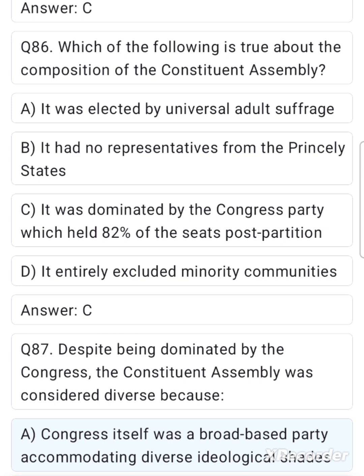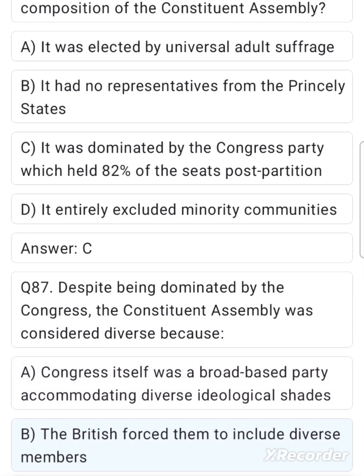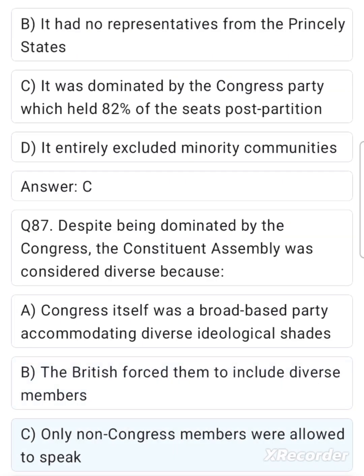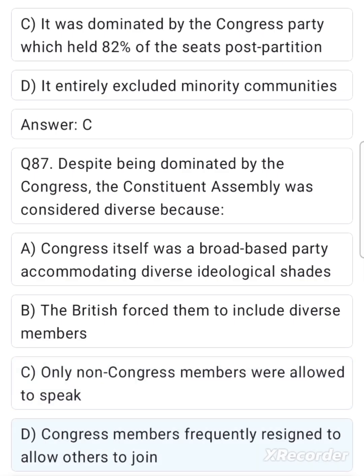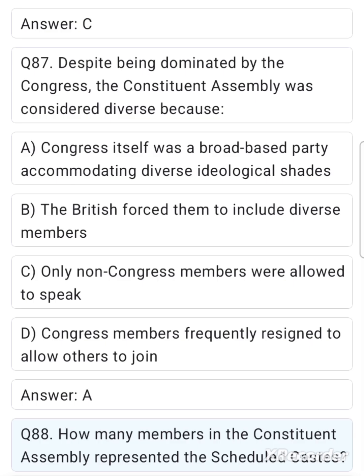Congress itself was a broad-based party accommodating diverse ideological shades. B. The British forced them to include diverse members. C. Only non-Congress members were allowed to speak. D. Congress members frequently resigned to allow others to join. Answer. A. Q88. How many members in the Constituent Assembly represented the scheduled castes?